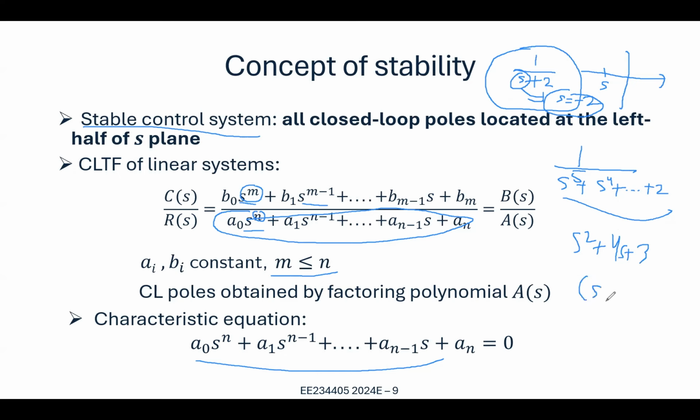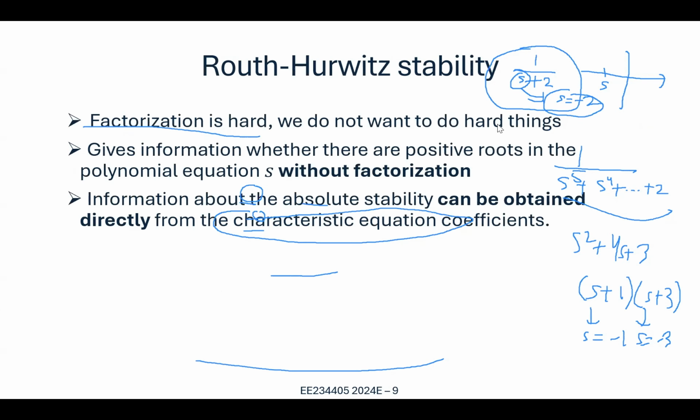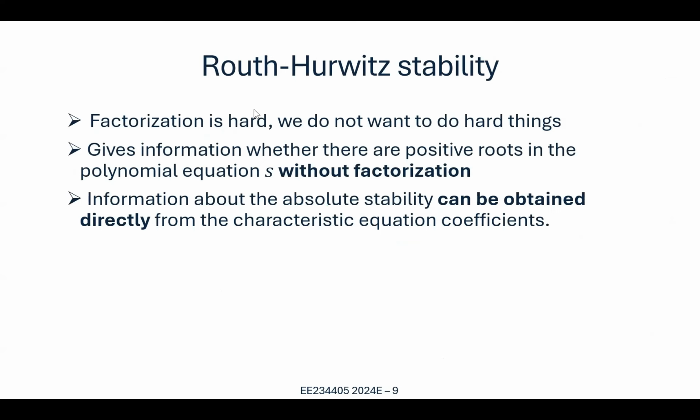relatively easy because you can get s plus 1 times s plus 3, and you can get s equals minus 1 and s equals minus 3. That would be doable, but if we have even more than 2 orders, it would be quite tricky to obtain. So that's what we are going to do. We are going to implement some method to bypass the factorization of the fraction. Factorization is kind of hard, and we don't want to do hard things. We want things to be easier.